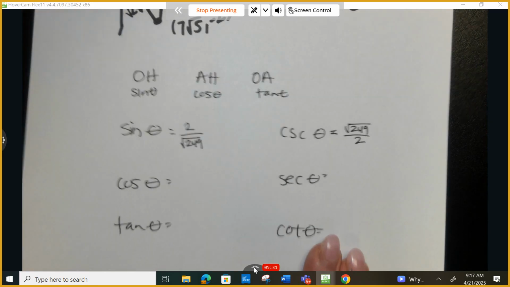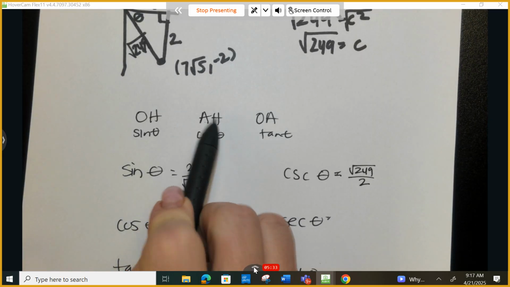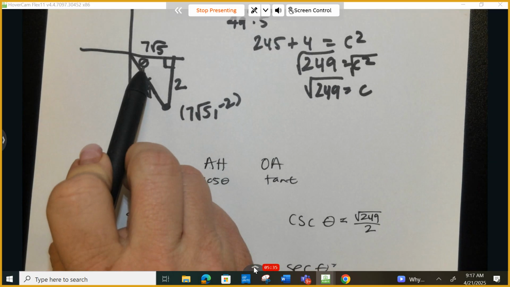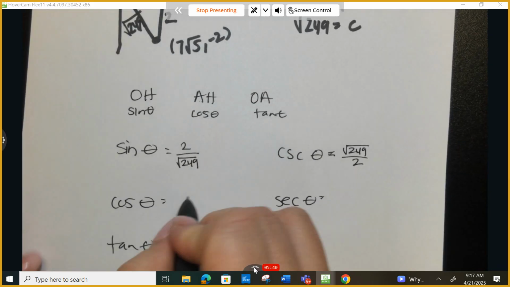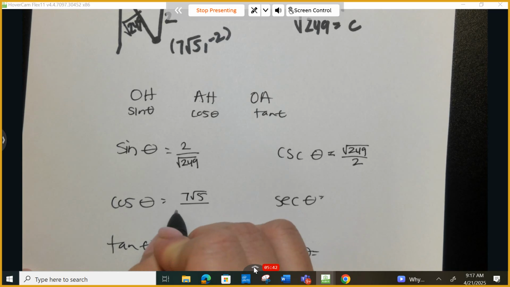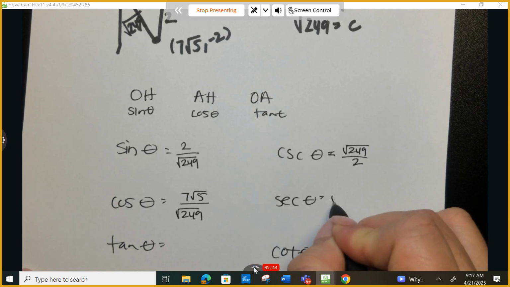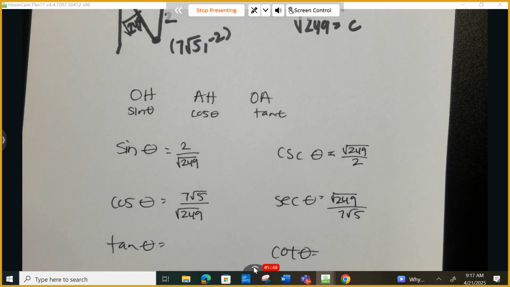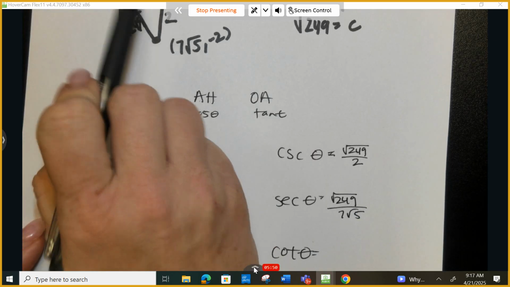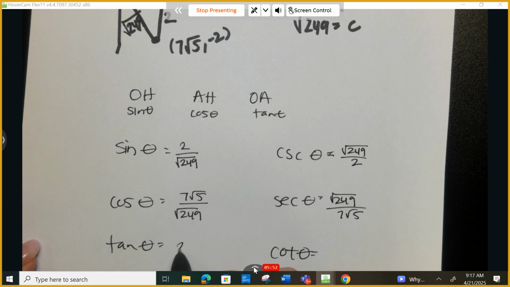What is the cosine? Well, cosine is going to be adjacent over hypotenuse. So I look back here, and I'm comparing the adjacent side over the hypotenuse. So it's a little bit harder. 7 square roots of 5 over the square root of 249, and then I flip it, square root of 249 over 7 square roots of 5. Tangent is going to be opposite over adjacent. Opposite is 2, adjacent is 7 square roots of 5, 7 square roots of 5 over 2.